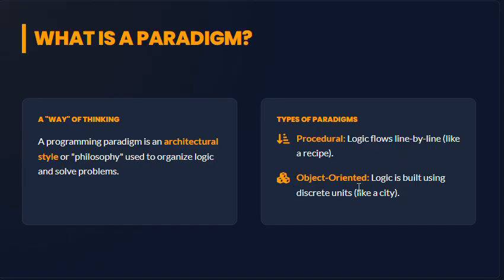The second one is object oriented. Think of this as a city. You have buildings, cars, and people. Each is a separate unit that interacts with the others. As software evolved, we realized that the city model is much more powerful than the recipe model.